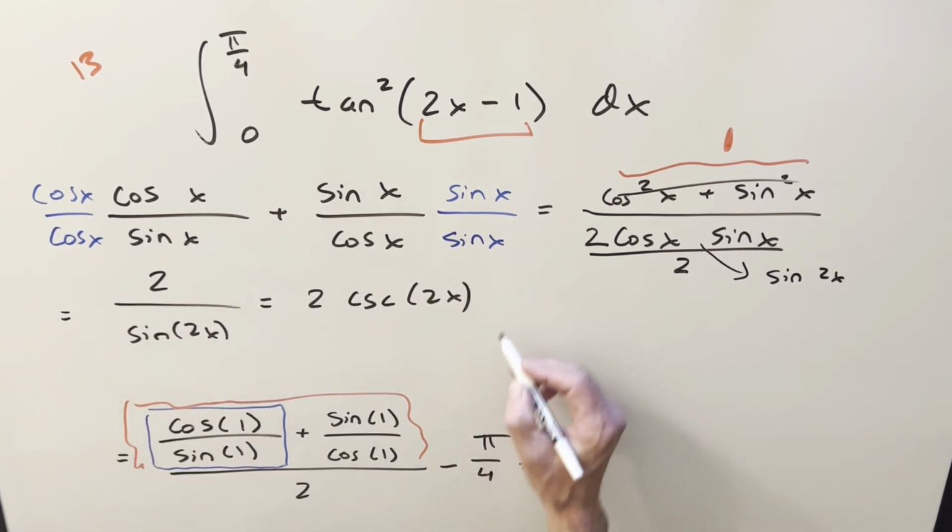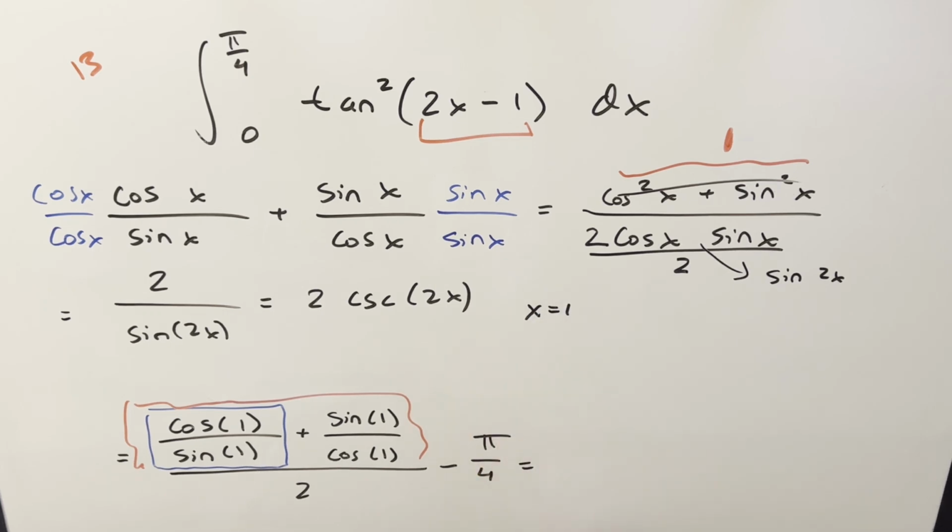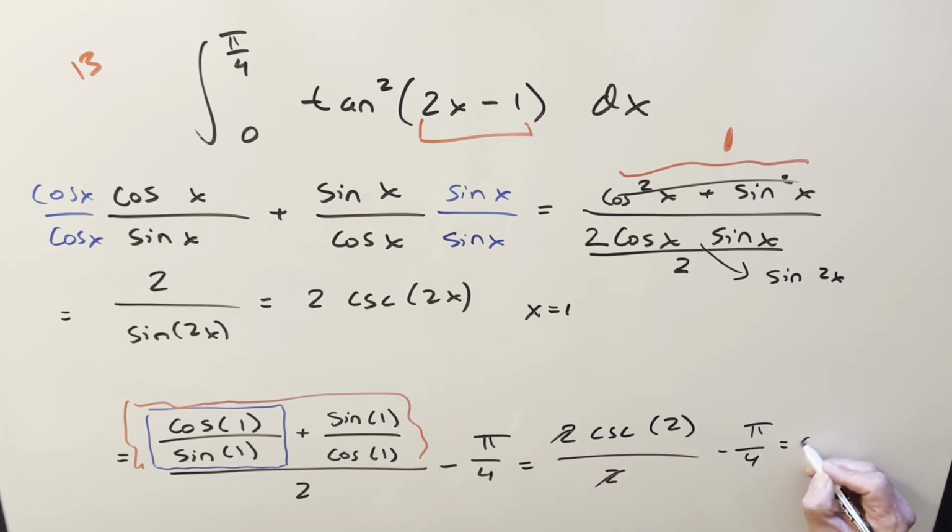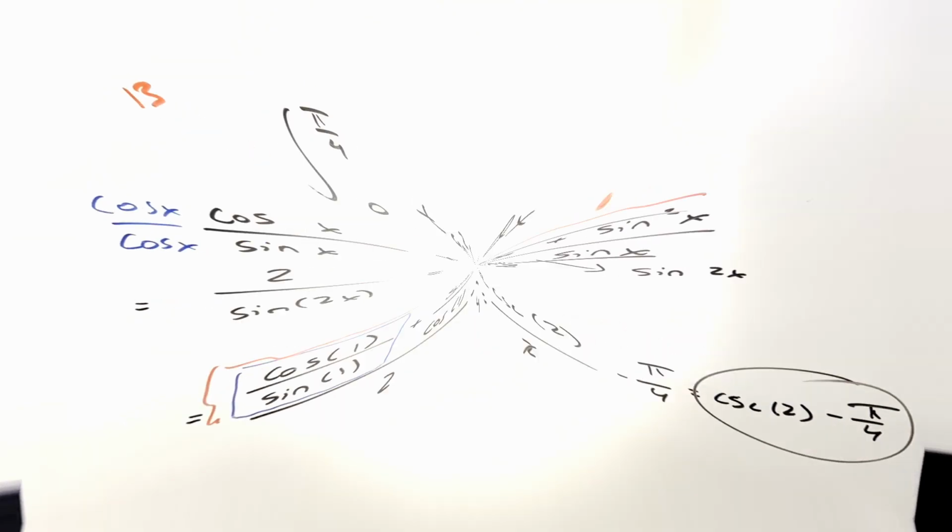So we'll put it back, but remember, we're doing x equals 1. So what we end up with here is 2 cosecant of 2 times 1, so the angle now is 2, over 2, minus pi over 4. The 2's are going to cancel, and for my final solution on it, we just get cosecant 2 minus pi over 4, and that's it.